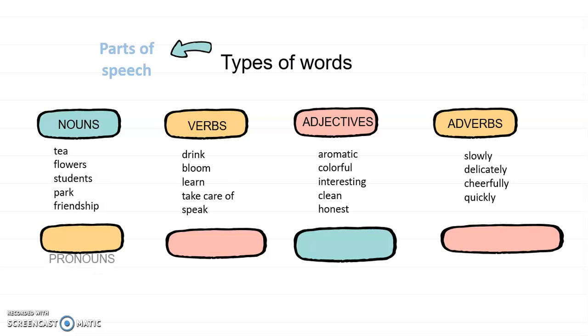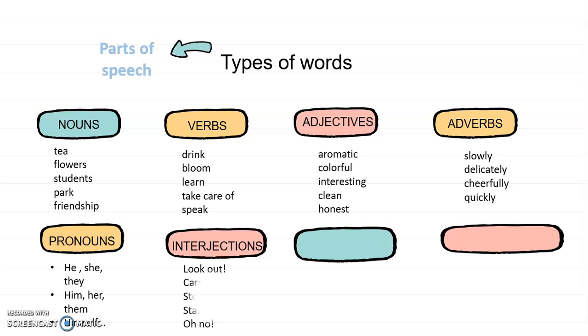The other 4 are pronouns. Pronouns replace the nouns. Interjections. Interjections is when you get surprised. Look out! Careful! Stop! They look like verbs, but they in fact communicate the idea or the feeling of surprise.